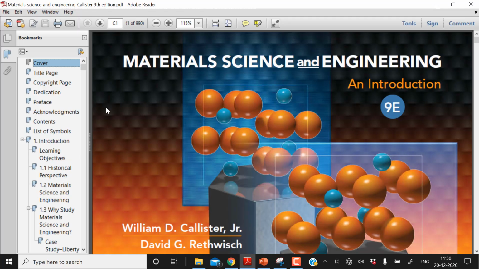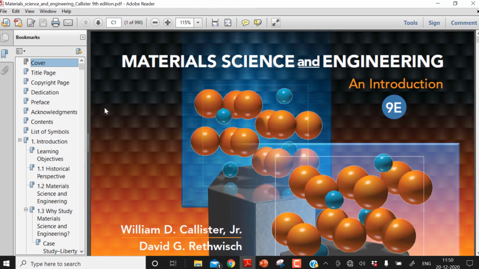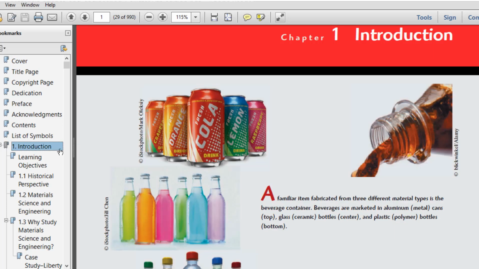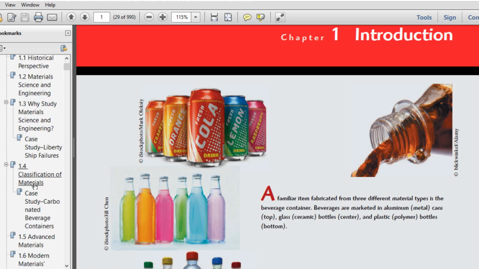Yeah guys, this is the book, this is the cover book. I have the 9th edition. Now this chapter 1, which is the introduction part, is a very basic chapter, so you do not need to read everything, or you can just read on a surface level and you will get that yes, this is the definition and these are the things. Okay, so this is talked about very briefly.